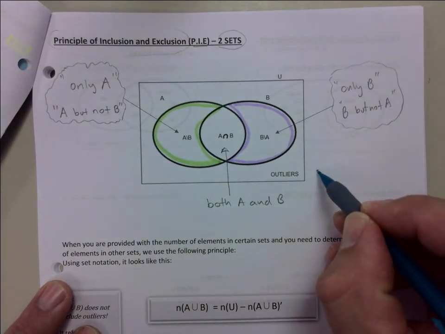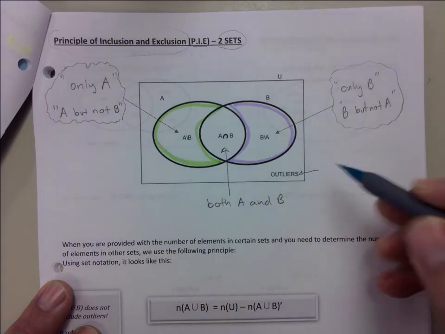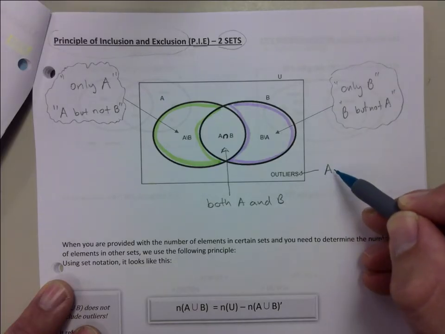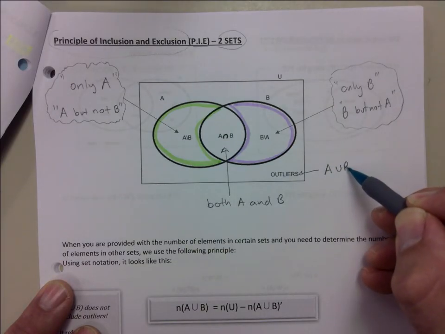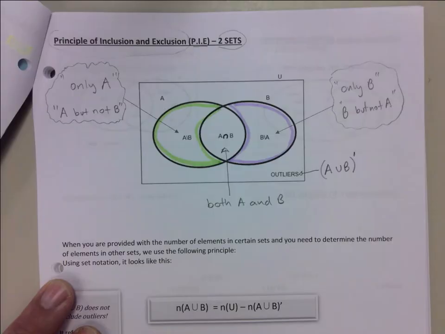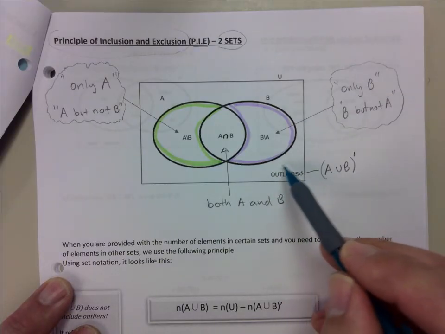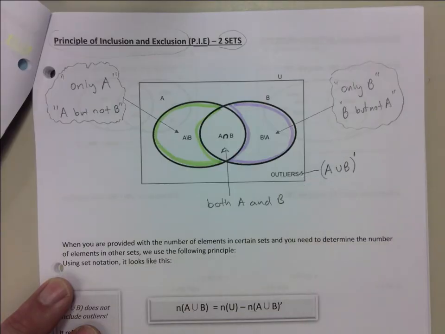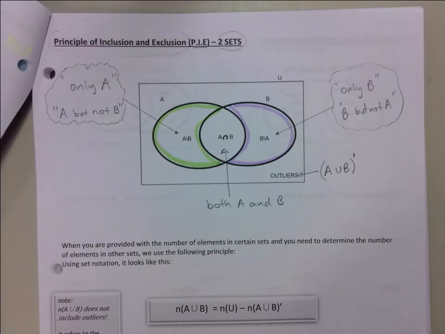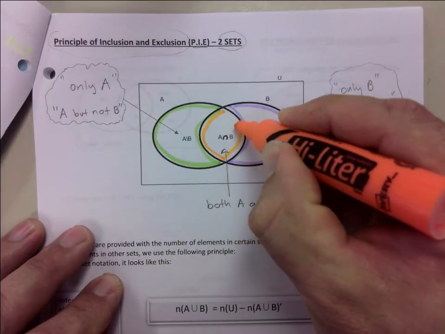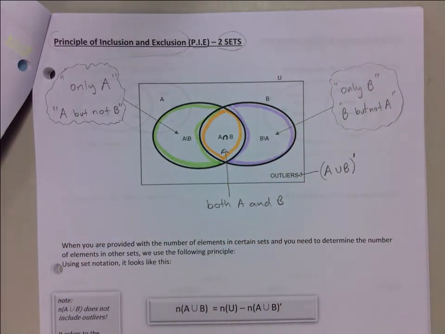And the outliers, I should have probably done the notation there. If you just want the elements, you take the union and you put a little tick on it. That's how we refer to this region right here. Oh, I'm going to give the middle a color as well. It's important to have colors.